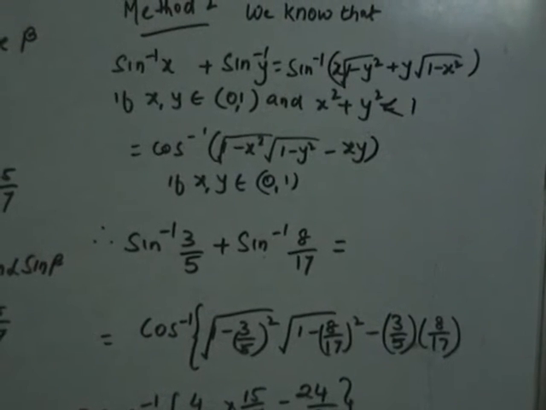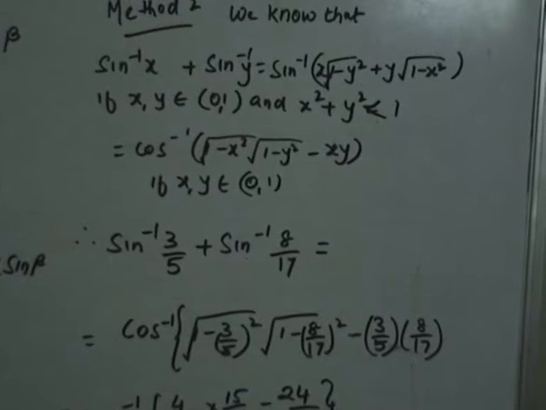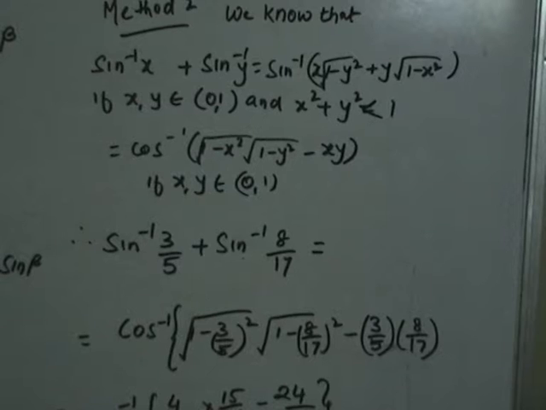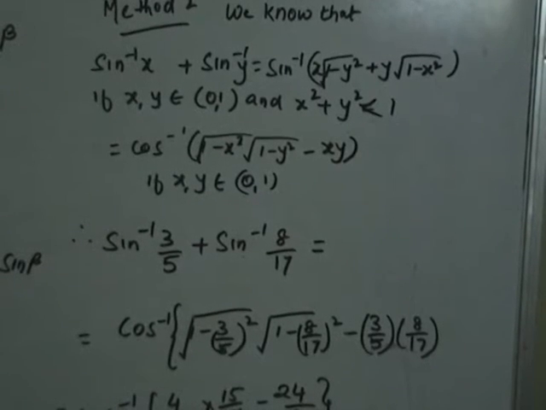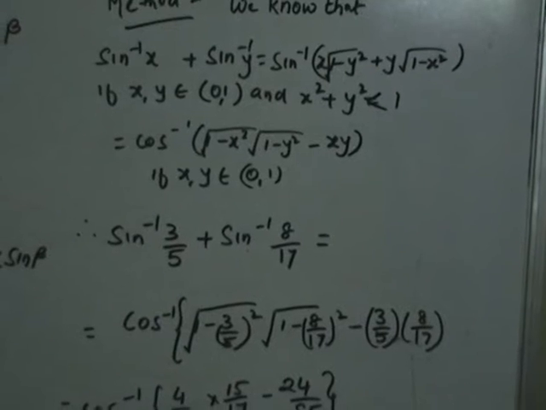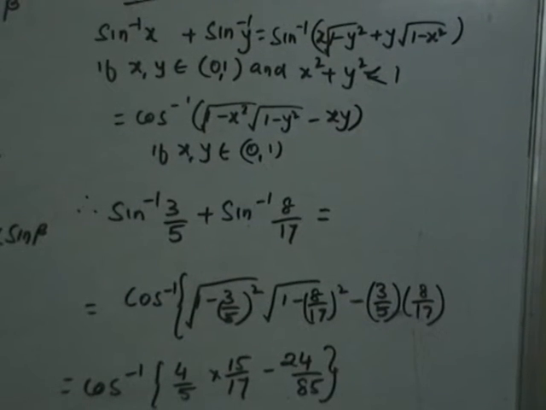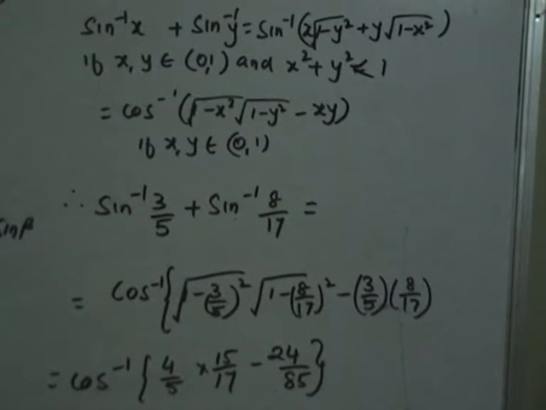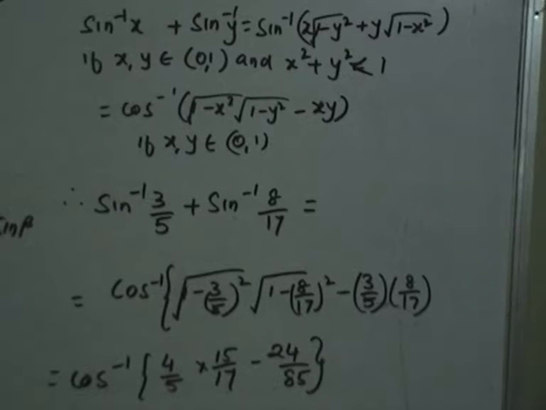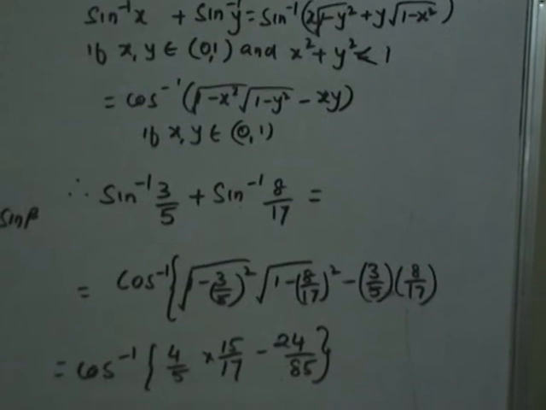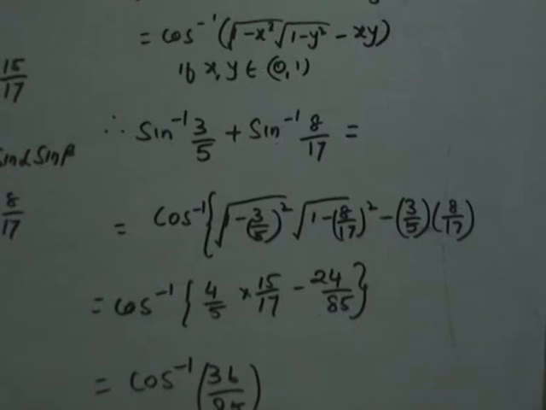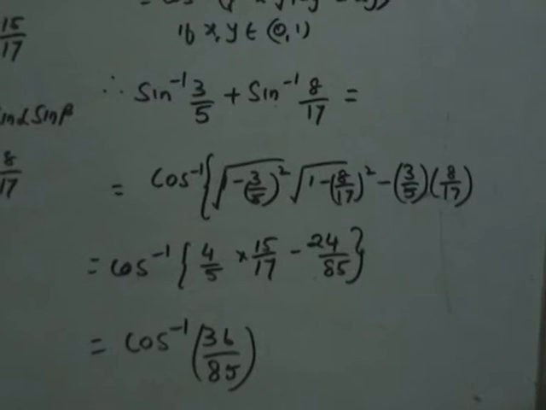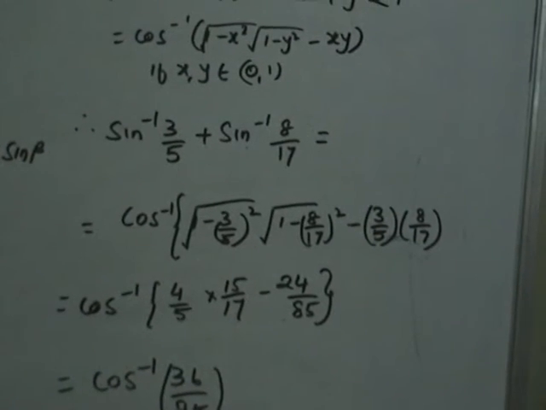Therefore, sin inverse 3 by 5 plus sin inverse 8 by 17 is nothing but cos inverse of root of 1 minus 3 by 5 whole square into root of 1 minus 8 by 17 whole square minus xy, which is 3 by 5 into 8 by 17. Therefore, cos inverse of 4 by 5 into 15 by 17 minus 24 by 85, that is nothing but cos inverse 36 by 85. That is the required thing to be proved.